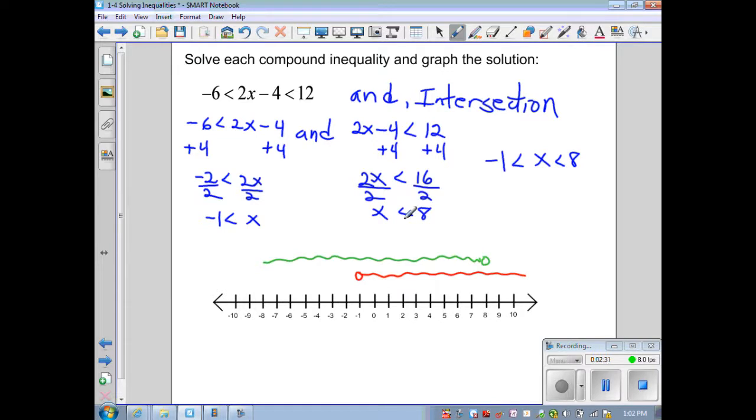Now, all I want to do is to graph the solution of these two inequalities, and it's shared because it's an intersection. Therefore, at -1, this is open, and that's closed, so it's open because they don't share that. And at 8, this is closed, but the green is open, so they're not shared, so I leave that an open point. And then I shade all values in between those points.